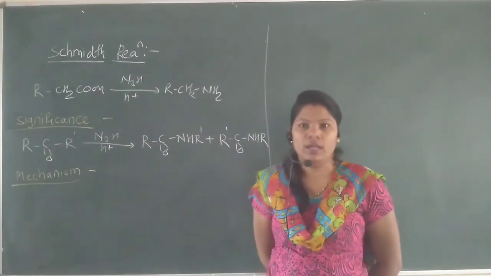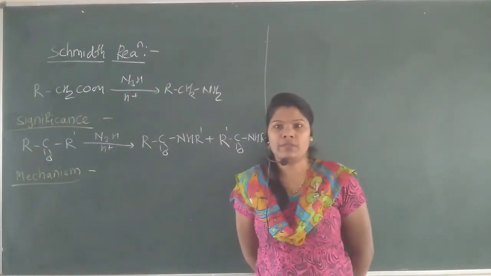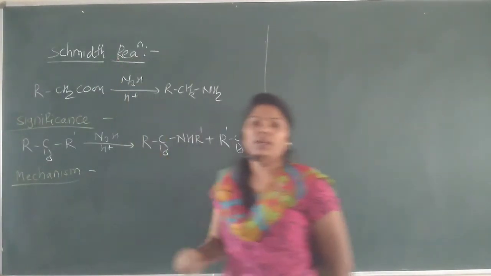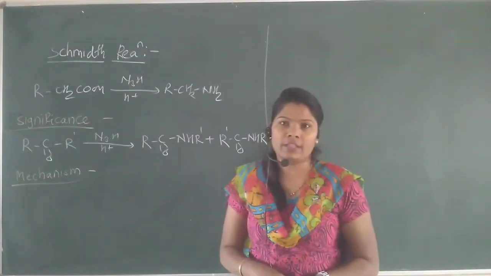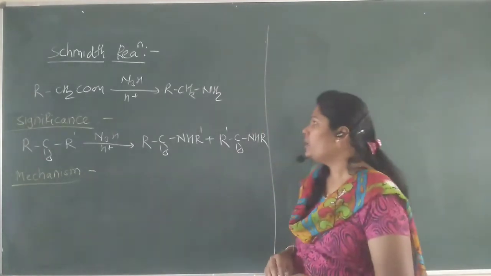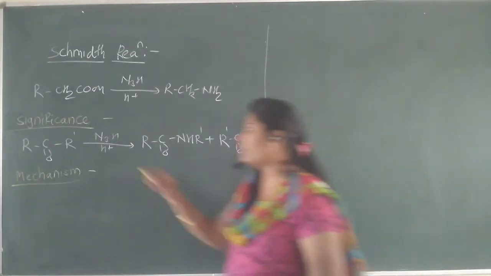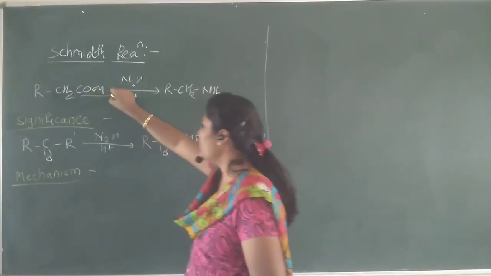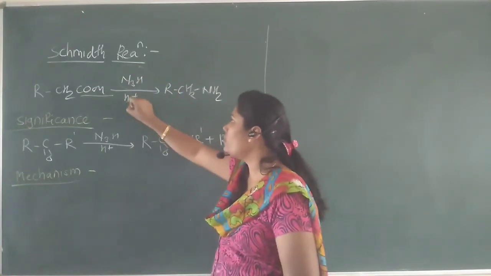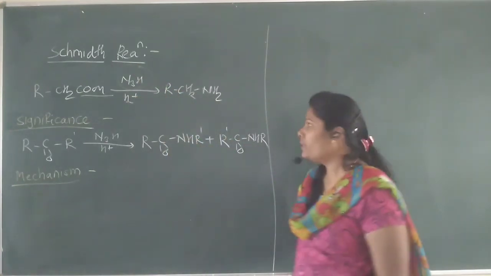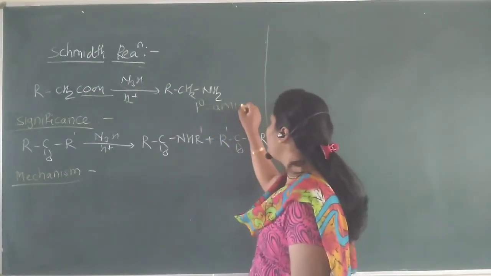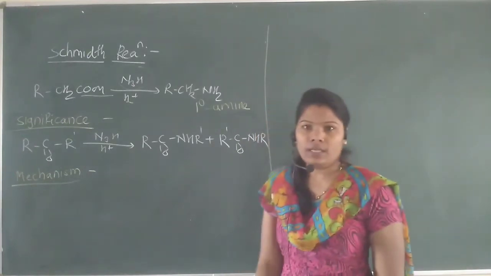Here we are going to learn the CHO-150 course of MSc first year. Today we are going to learn the Schmidt reaction. Last time we learned what the Schmidt reaction is, its mechanism and some significance of the Schmidt reaction. Here, what is the Schmidt reaction? Whenever an acid is treated with hydrazoic acid in presence of H2SO4, there is a formation of a primary amine, which is known as the Schmidt reaction.